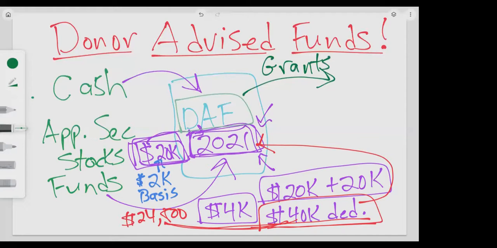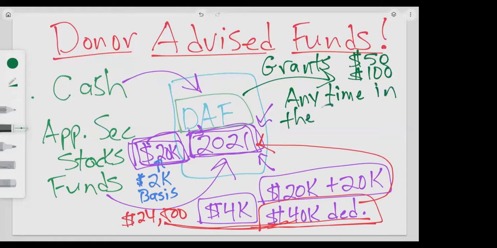You make grants in small increments. They could be $50. They could be $100. This is your monthly giving. This is your one-time giving. This is your quarterly giving. You make these grants at any time in the future. So you have control of when the charities get the money.